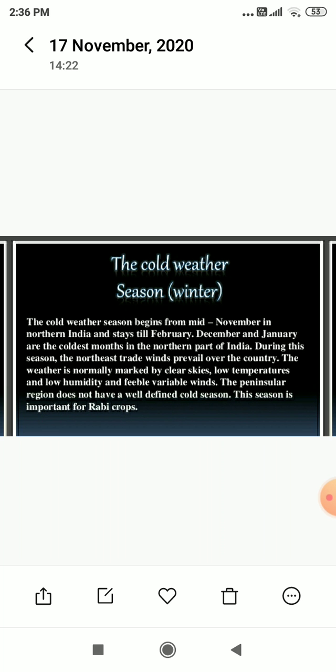The cold weather season. First of all, we are going to discuss the cold weather season, which nowadays begins from mid-November. Mid-November has already started in northern India, and it stays till February.